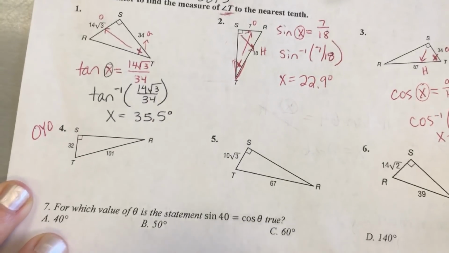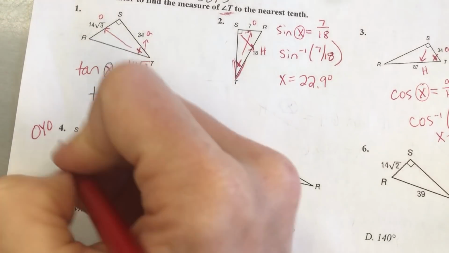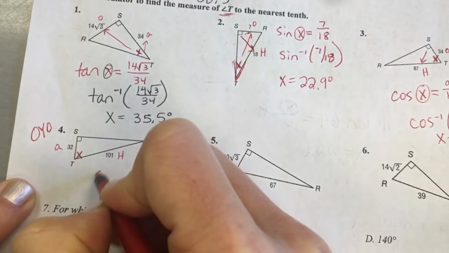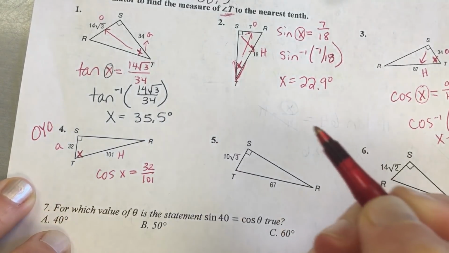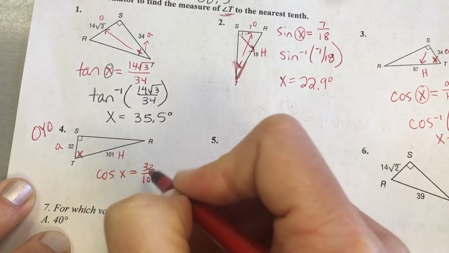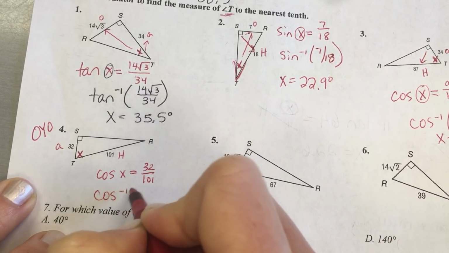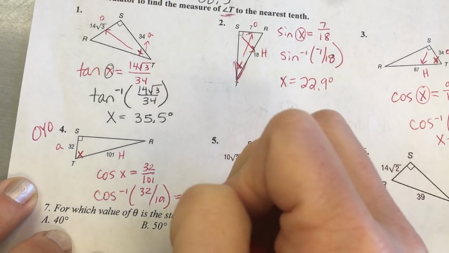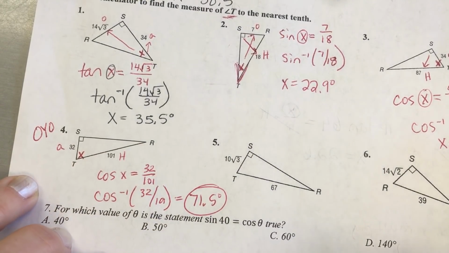Okay. All right, pause the video, try number 4 on your own. Go ahead and pause it and press play when you're done, or if you need help. So put an X here. This is adjacent and hypotenuse, so cosine of X equals 32 over 101. The order in which you put your fraction does matter. To get rid of cosine, you do inverse cosine. You type that in your calculator, and you should get 71.5 degrees.